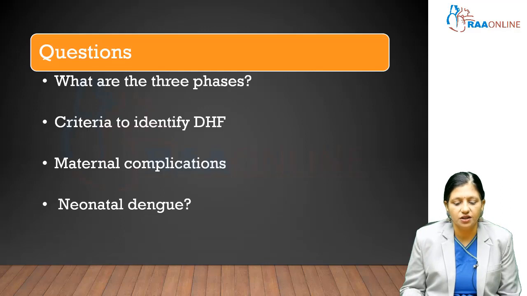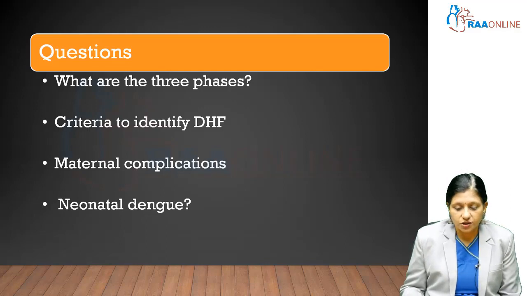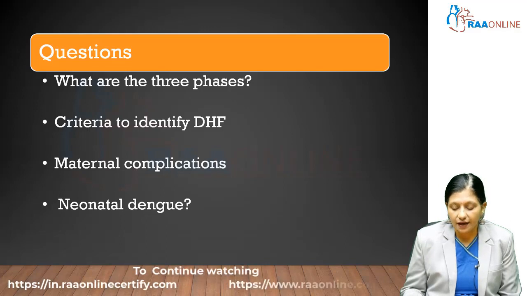The maternal complications of dengue hemorrhagic fever include hypotension and shock, bleeding in the joints, and even maternal death can happen. Neonatal dengue, does it have a parent to child transmission? So these are the questions which are asked in dengue fever in pregnancy.